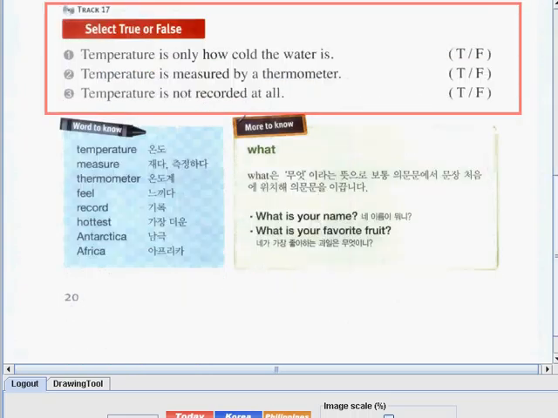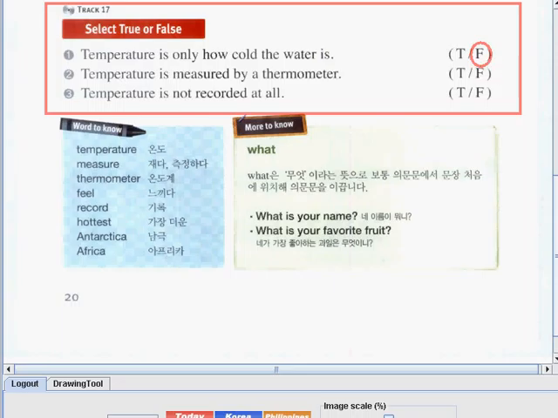Now, let's have a short exercise. Here you're going to answer true or false. Number 1. Temperature is only how cold the water is. Is it T or true or F or false? What is the answer? Okay, the answer here is F or false.